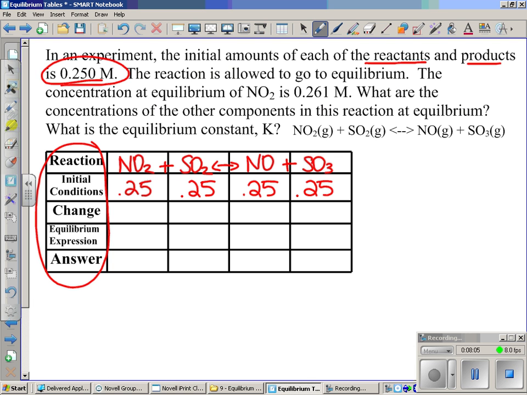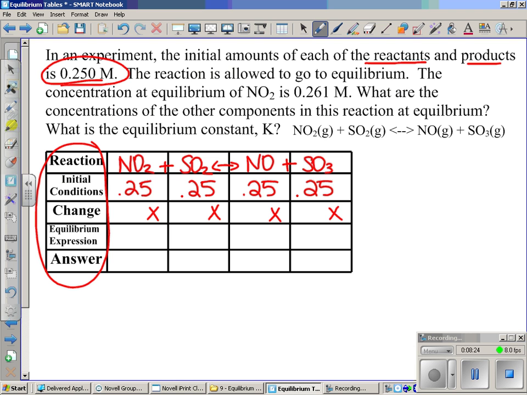Again, I don't usually write the unit in, just make sure you're in molarity. Okay. Next, you're going to do your change box. So to do the change box, we put an X in each box. Now what we're going to do is bring the coefficients down, which happen to all be 1s, so that makes it nice and easy.